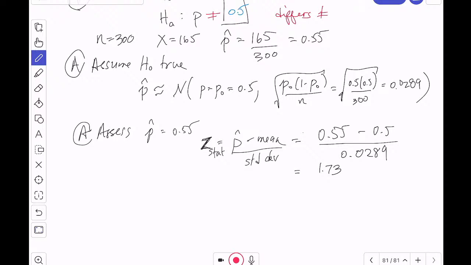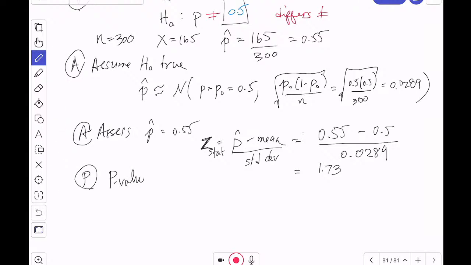So that means 1.73 standard deviations is not far from the mean, right? That's not like an outlier in terms of the standard normal distribution. So it looks like 0.55 is not strange or bizarre, not different in the case of the way that we've stated things, but we have to finish answering the question. So we have to get the p-value.